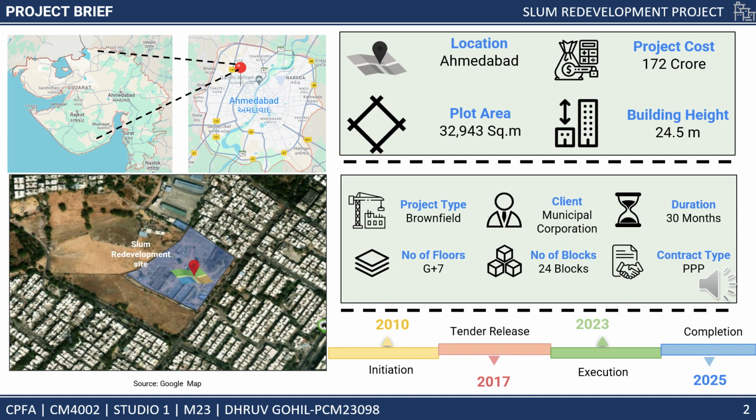The project was initiated by the municipal corporation and the tender release was in 2017. After all the documentation work was done, execution started in 2023 and is said to be completed by 2025. In the next chapter, we will talk about location analysis, which helps us see why this site is considered the most suitable for the slum redevelopment project, looking at the salient features of the site and the demand for residential projects in that area.